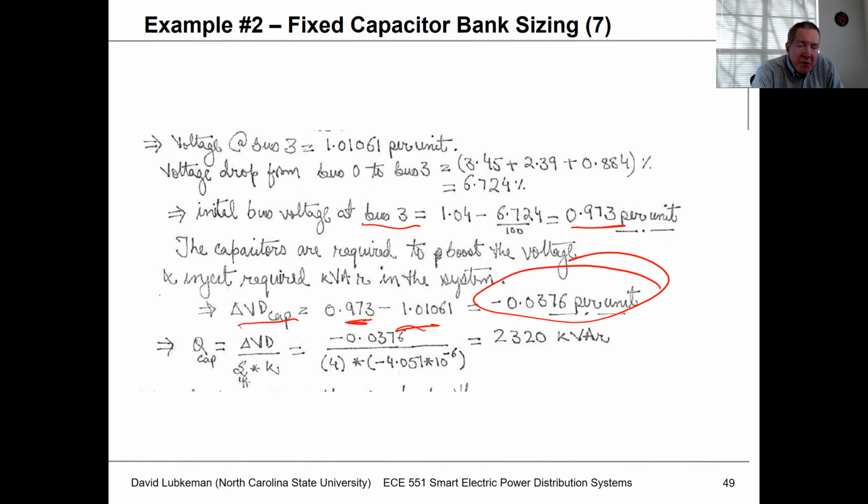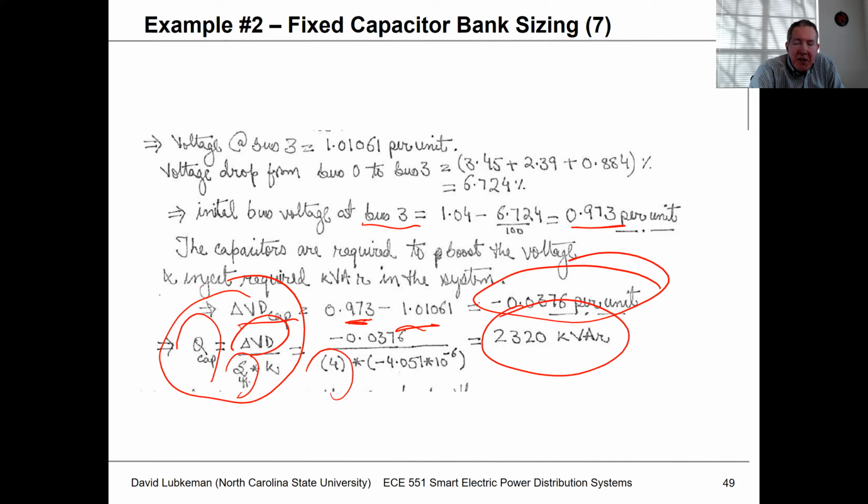And what I can do is set this equation up where instead of solving for the voltage drop, I simply solve for Q. I work backwards. If I have a voltage drop target, I can divide through by my line length times K, and that's going to give me Q for the capacitor. In this case, the line length from the capacitor all the way up to the substation is going to be 4 miles. And what I figure in this case is I need 2320 kbar in order to get that type of voltage boost.